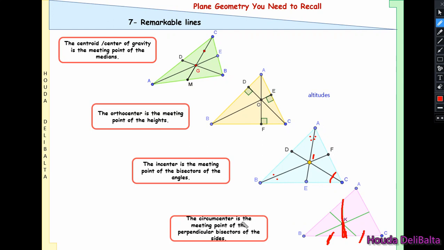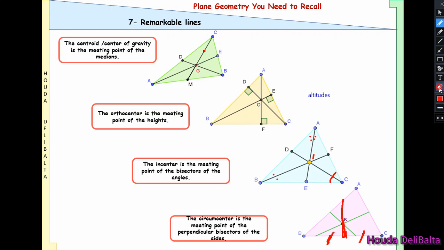The circumcenter is the meeting point of the perpendicular bisectors. The incenter is the meeting point of the bisectors of the angles. The orthocenter is the meeting point of the heights. And the centroid or the center of gravity is the meeting point of the medians.